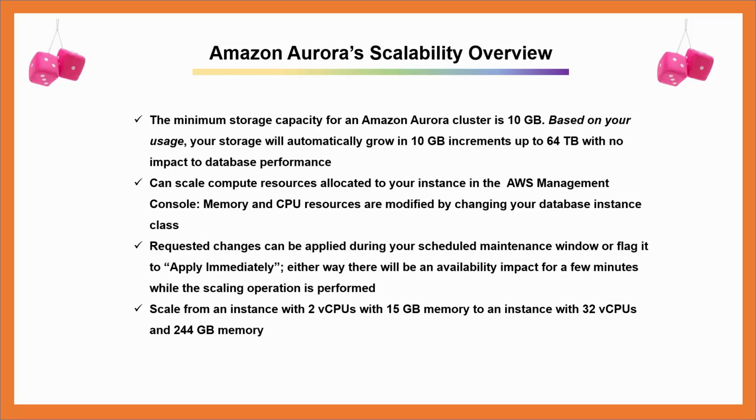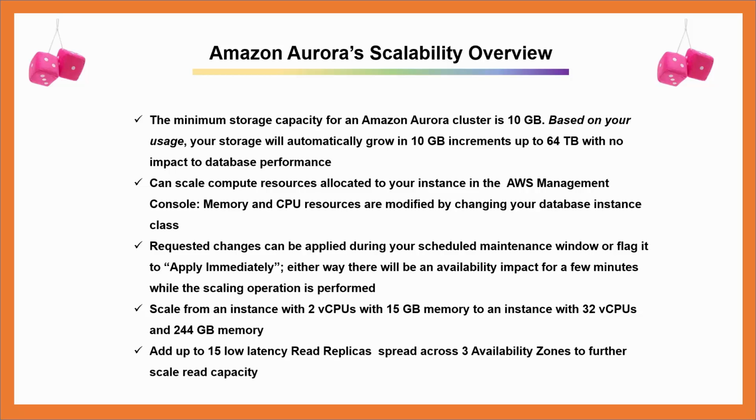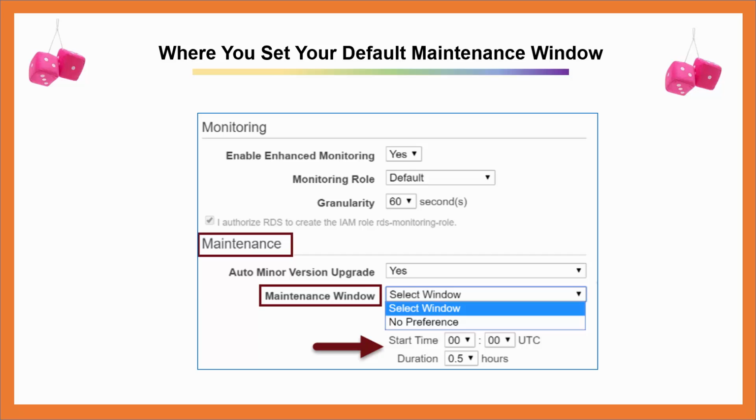You can scale from an instance with 2 vCPUs with 15 gigabytes of memory to an instance with 32 vCPUs and 244 gigabytes of memory. And you can add up to 15 low latency read replicas spread across 3 availability zones to further scale read capacity. This screenshot shows where you set your maintenance window.